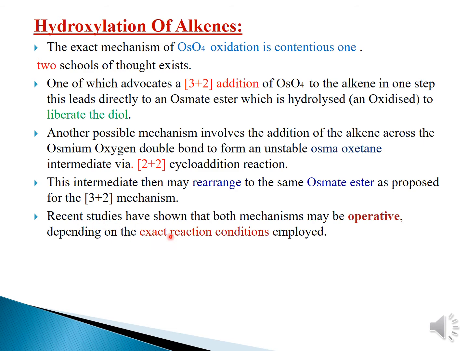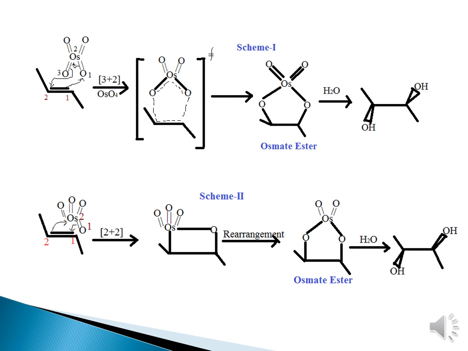And so recent studies have said this can be operative with both mechanisms. It can be either from the 3+2 addition or the 2+2 cycloaddition. And okay, so the reaction condition is needed over here. You have to focus on the reaction condition, then only you will go to the further reaction. Let's see, I have named it as scheme 1 and scheme 2. So in scheme 1, you will be studying this 3+2 cycloaddition reaction.